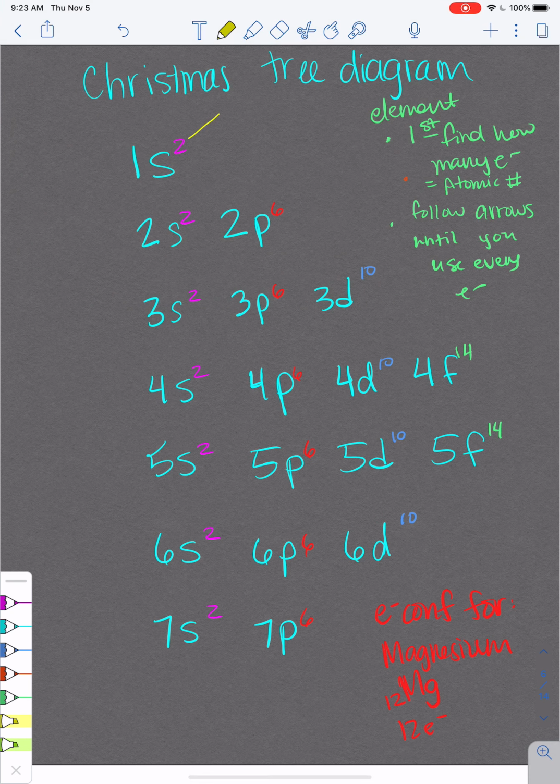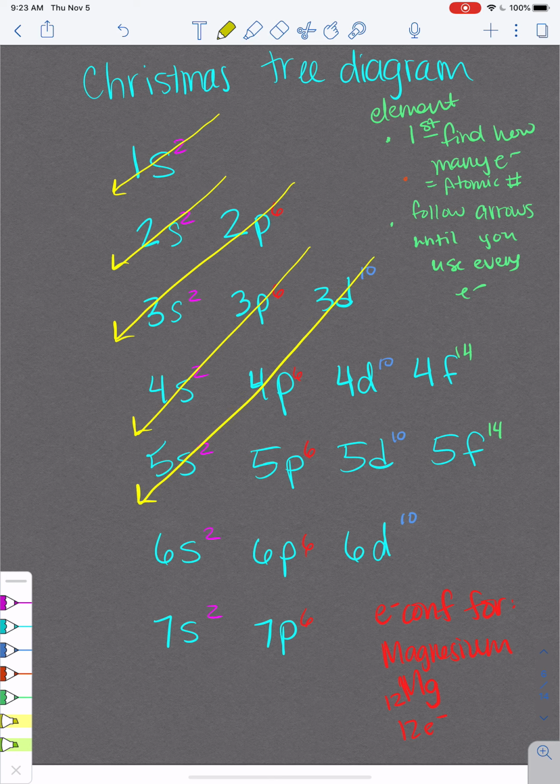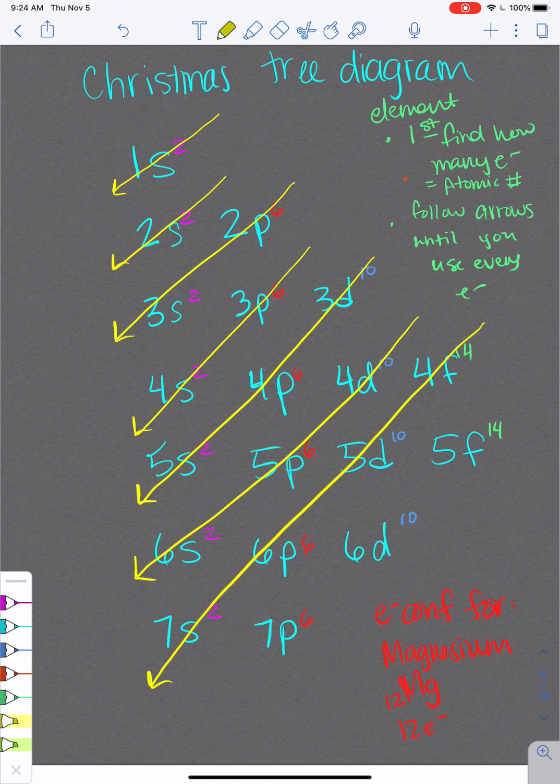The arrows will go through 1s, and then 2s, 2p, 3s, 3p, 4s, 3d, 4p, 5s, 4d, 5p, 6s, 4f, 5d, 6p, 7s, 5f, 6d, 7p. Okay, so those are the arrows, and those arrows never change. That's just a rule that we have. So to do the electron configuration for magnesium, we have to follow these arrows until we get 12 total electrons.